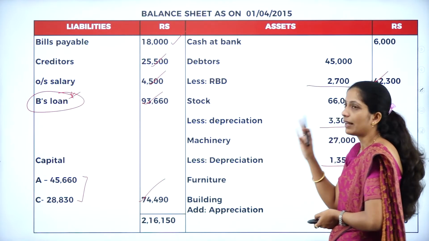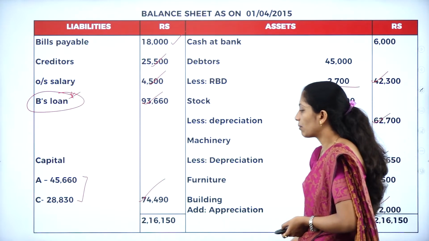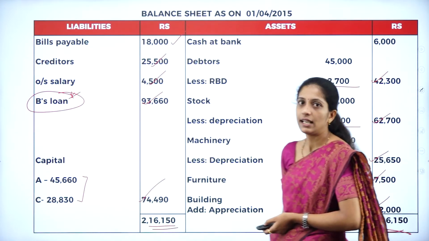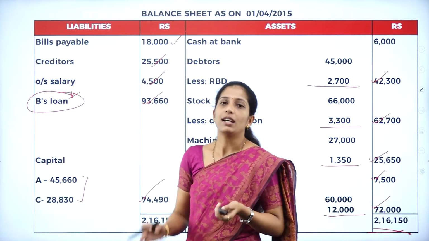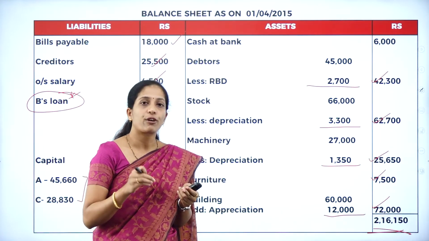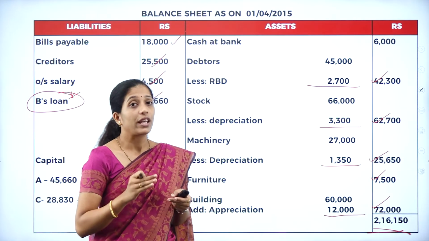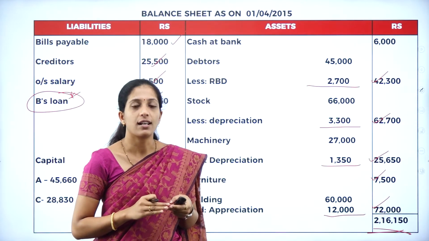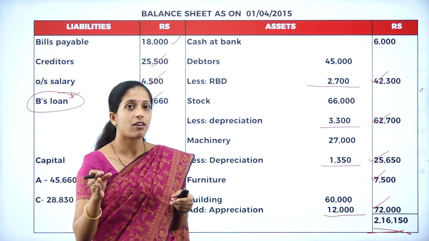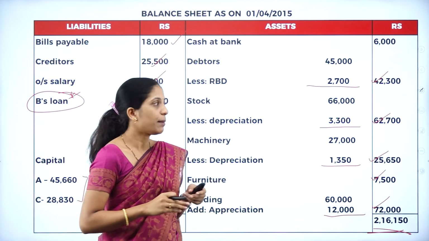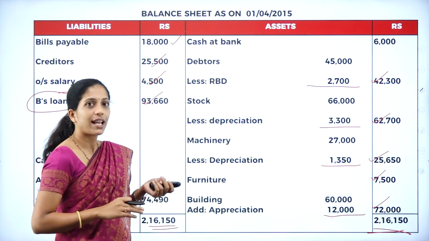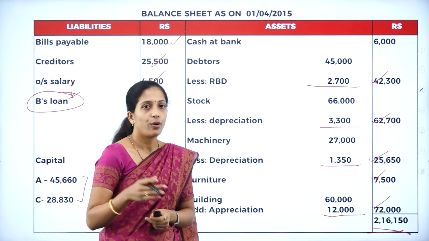Now balance both liabilities and assets, and they should be equal. It is 2,16,150 on both the assets and liability sides. So here, as I told you, you have to be careful in transferring the revaluation profit or revaluation loss, which you have to transfer to all the partners' capital accounts. If there is any reserve fund or profit and loss account, it has to be transferred to all the partners. And in the balance sheet also, there is a slight difference where you have to take this retiring partner's loan account.